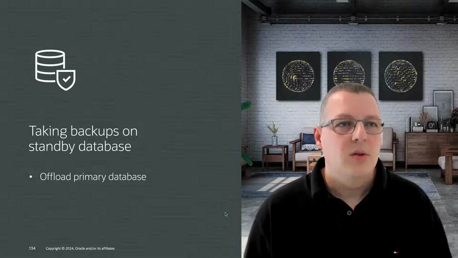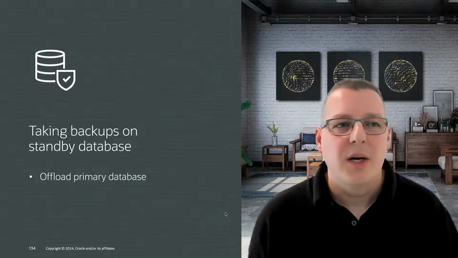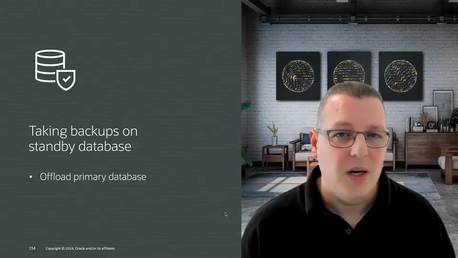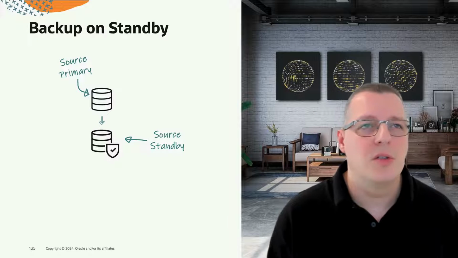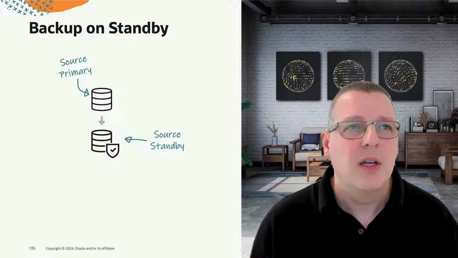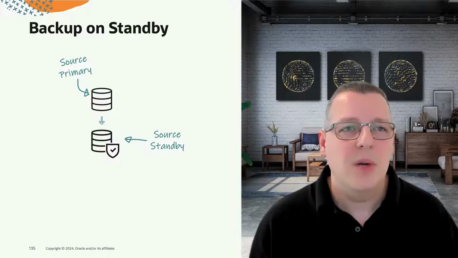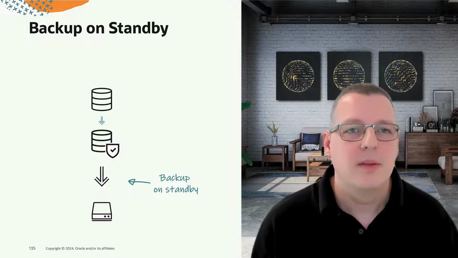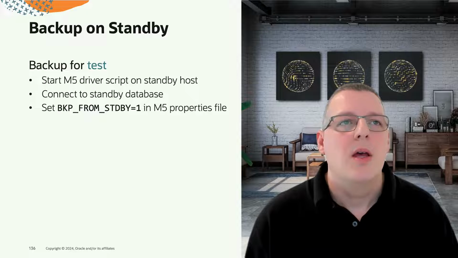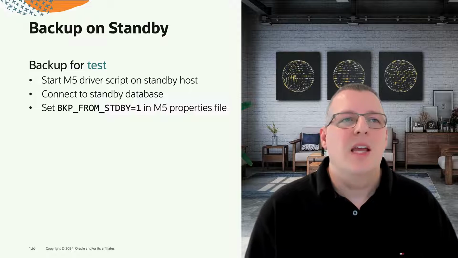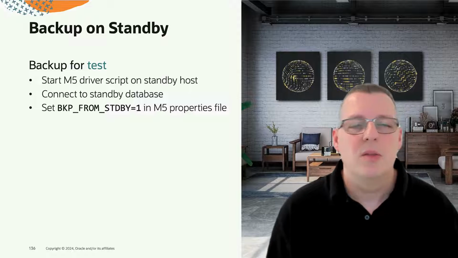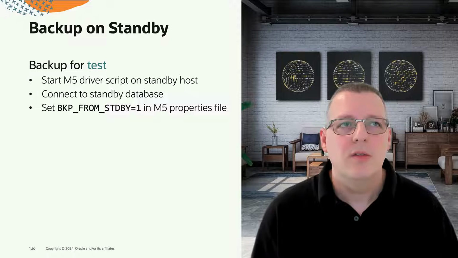Another good thing to do is taking backups on your standby database so you can offload all the work from primary to the standby. How it works, we have your source primary, your source standby, and then you do the backup on the standby. For the M5 driver script, we have one parameter. It's backup from standby. You can set to 1 for test.